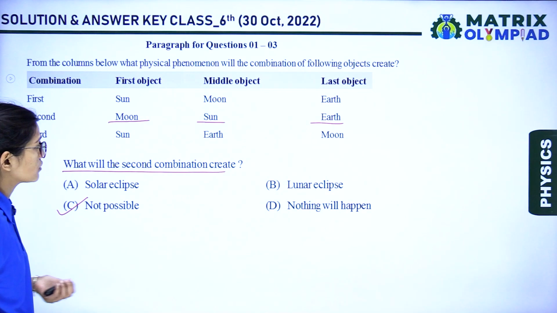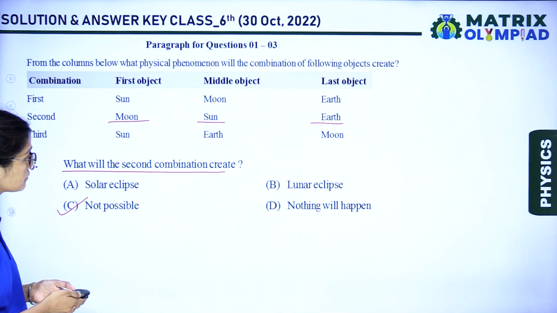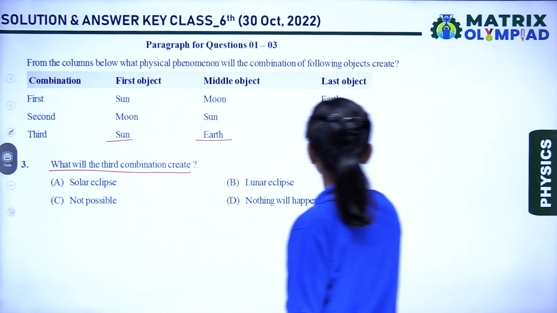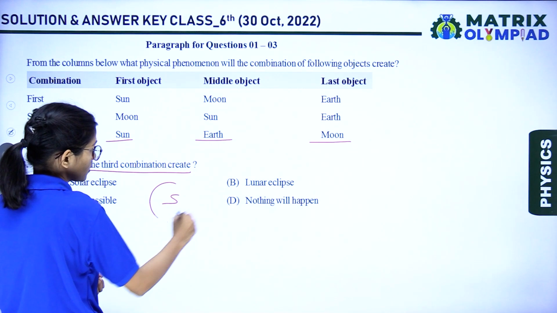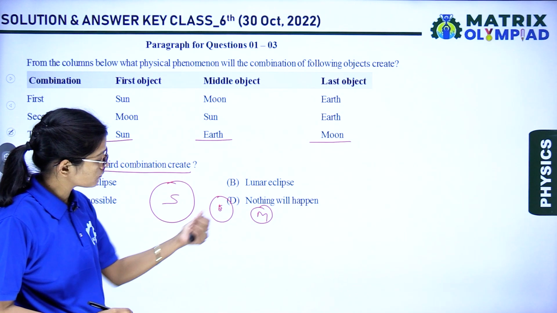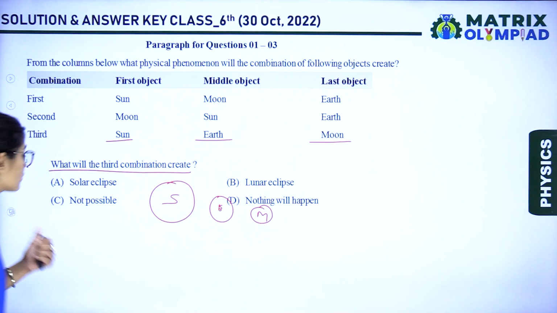Now come to question number three. What will the third combination create? Let's see the third combination. The first object is sun, then the middle one is earth, and then the last one is moon. The sunlight is blocked by the surface of the earth, so the shadow is formed on the surface of the moon, and this condition is known as a lunar eclipse. For the third question, our answer will be option B.